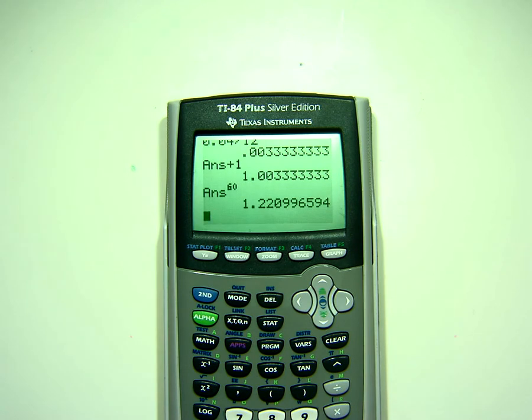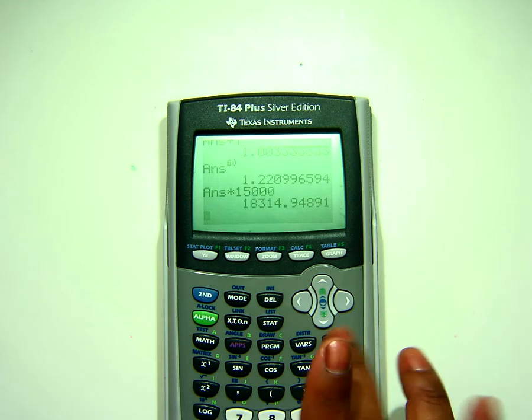And now you're going to multiply that by the 15,000. And you have your answer. But if you do it a little bit differently, your answer will come off slightly different. I think it's going to come off way too big or too small, depending on the interest rate, but do it step by step.